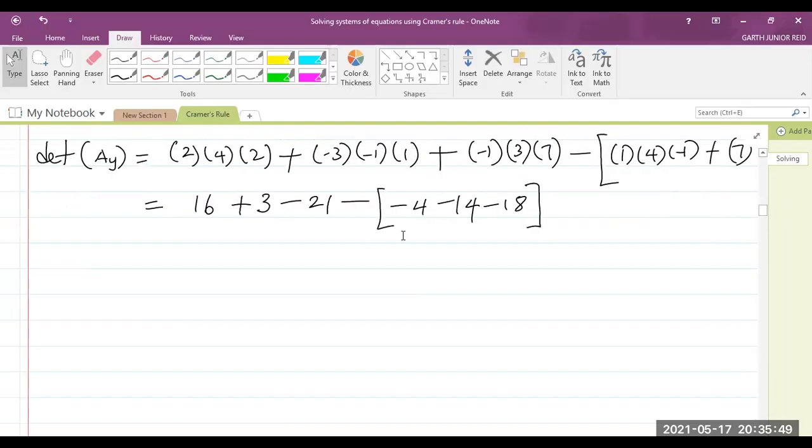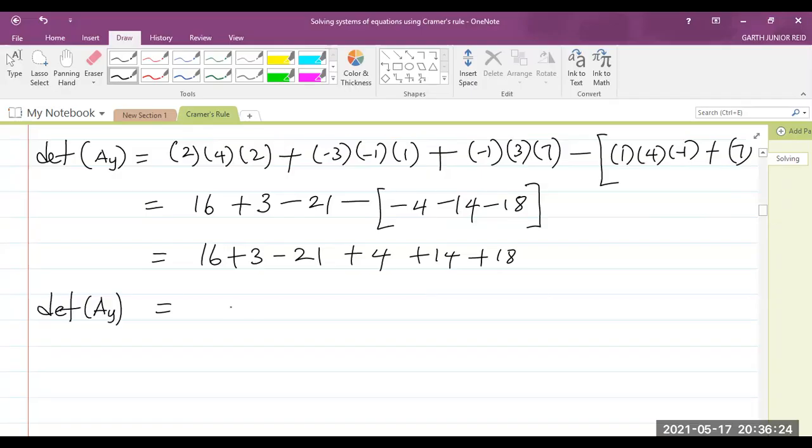Let us now simplify this. This is going to be equal to 16 plus 3 minus 21. I'm going to distribute the negative sign inside the brackets, so each term will be affected. Negative 1 times negative 4 is a positive 4. Negative 1 times negative 14 is plus 14. Negative 1 times negative 18 is plus 18. So we have the determinant of the matrix AY. If you put this value into your calculator, you should get a value of 34.